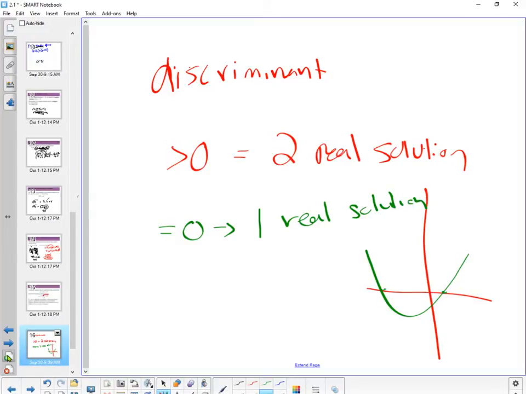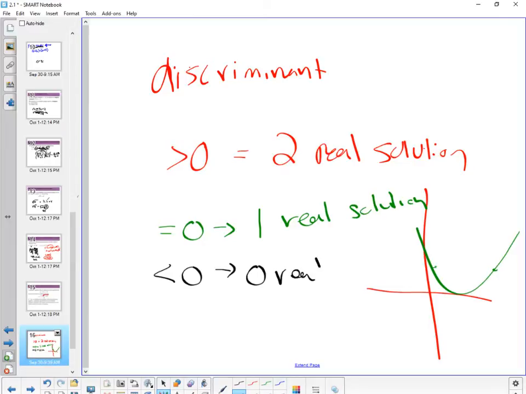That means that your parabola simply just touched the axis. So it kind of came down, hit that x, and then bounced right back up. Okay? In most cases, what you'll get there is what's called multiplicity. You're going to get the same solution twice. If that discriminant is less than 0, then you're going to get 0 real solutions.